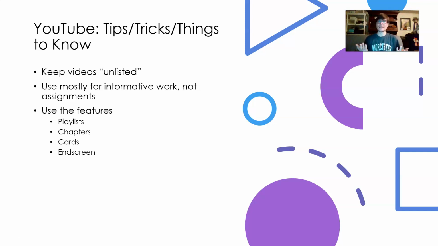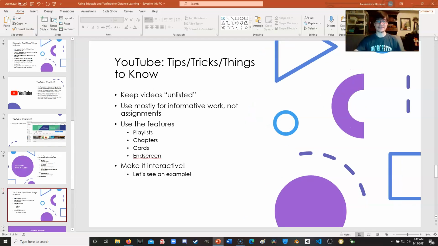So that's a card. And then a very similar thing is known as an end screen. What this does is it puts a video or a link to a video or a link to subscribe, something like that, at the very end of your video. Using these features, you can get quite creative and actually make an interactive experience for your students. So I'm going to show you how to use these features, and then I'm going to show you an example that I've done for my class.